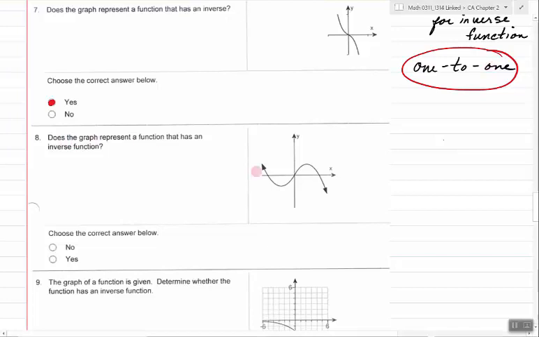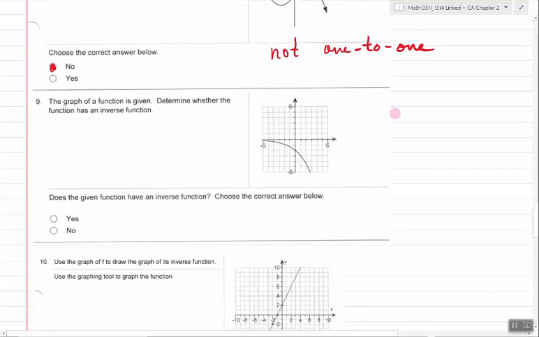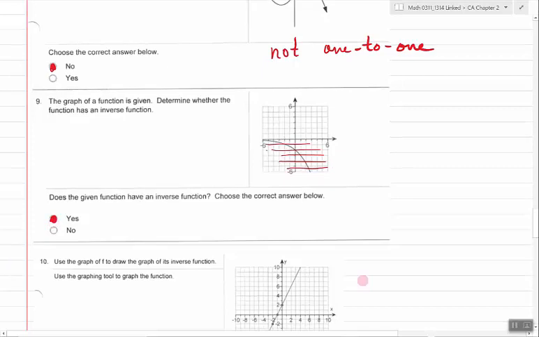All right, number 8. Here is a graph. It is a function. Does it have an inverse? Well, let's see. Nope. It just failed the horizontal line test for that particular horizontal line. So that's no. This function is not 1 to 1. That is another way of saying this function does not have an inverse function. Number 9, use the horizontal line test to see if it has an inverse, and the answer is yes. All right, number 10.